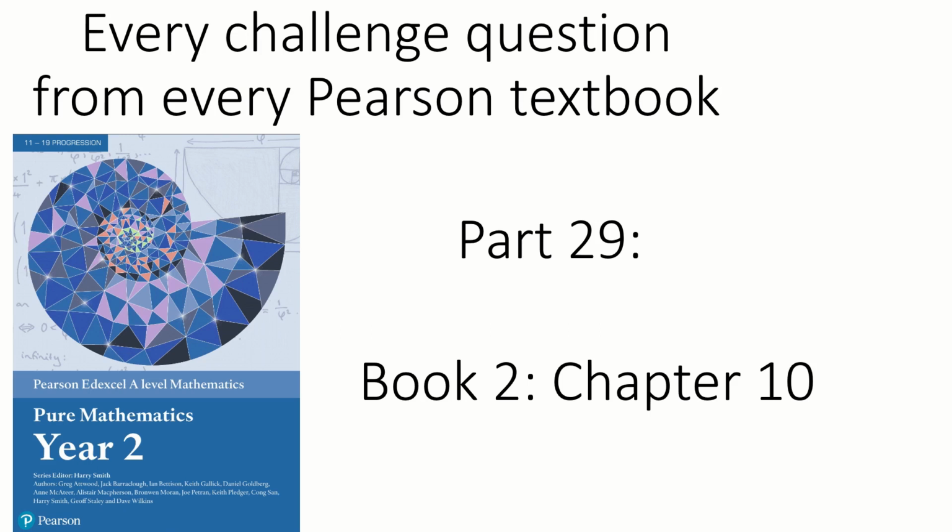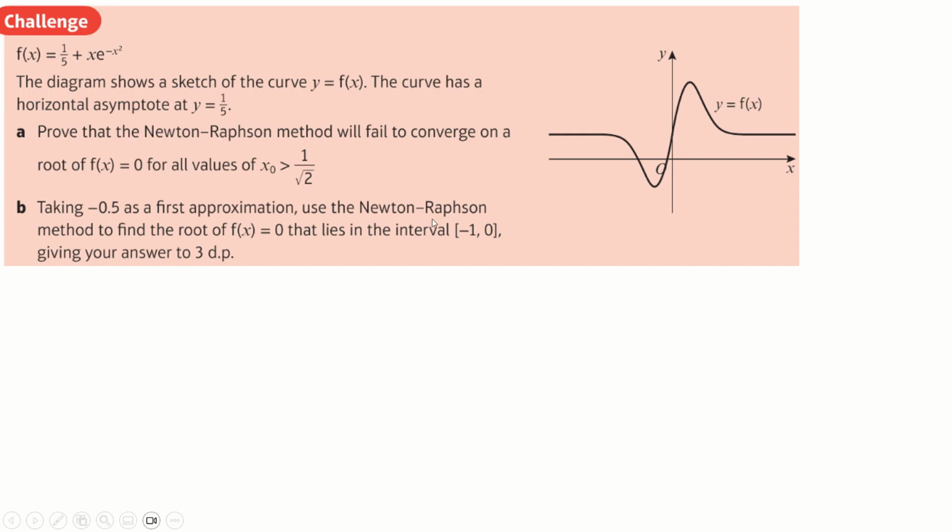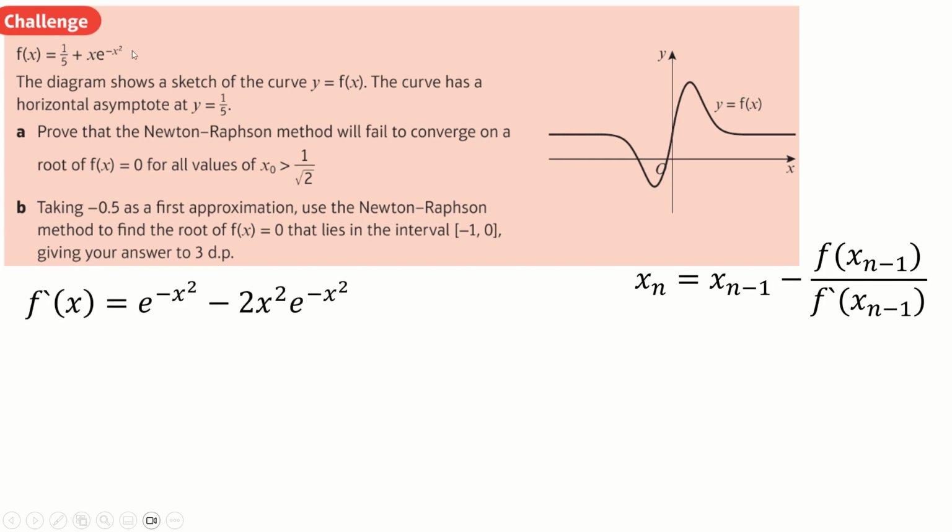Every challenge question, part 29, it's the numerical methods chapter. So we've got some Newton-Raphson to do here. This is the formula. So of course we need to differentiate this. A fifth goes away. This is product rule here, so we differentiate x just to 1 and then keep this the same. And then we leave this alone and then differentiate this for minus 2x into this thing.